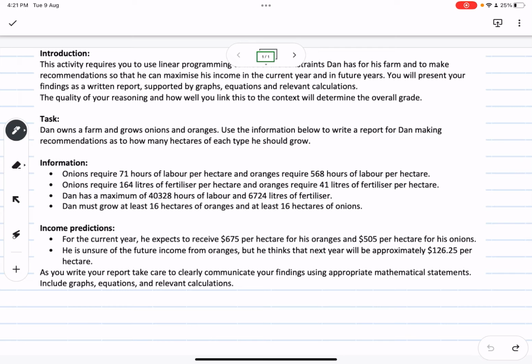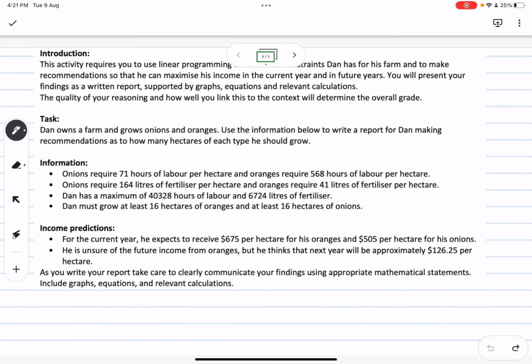For the current year, Dan expects to receive $675 per hectare for his oranges and $505 per hectare for his onions. And he's not sure of income for future years, but thinks next year the income for oranges will be about $126.25 per hectare. As you write your report, take care to carefully communicate your findings using appropriate mathematical statements, including graphs, equations, and relevant calculations.